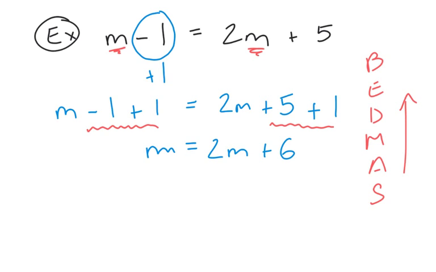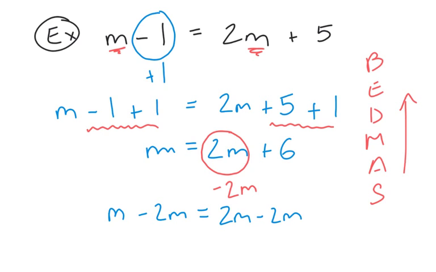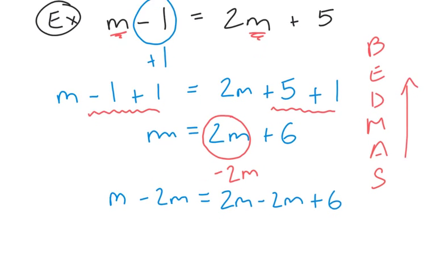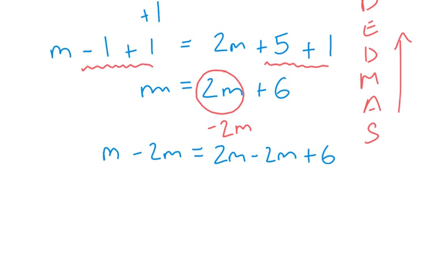Don't forget that this is positive 2m. The opposite of positive 2m is negative 2m, or in other words, subtract 2m. We are going to subtract 2m from both sides of the equation. So I'm going to have m subtract 2m on the left side of the equation, and I'm going to have 2m subtract 2m on the right side of the equation. The plus 6 stays the same. Let's move this up so that we have a little bit more space to finish this question.